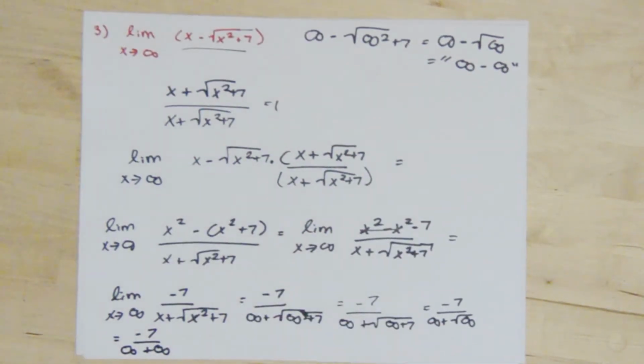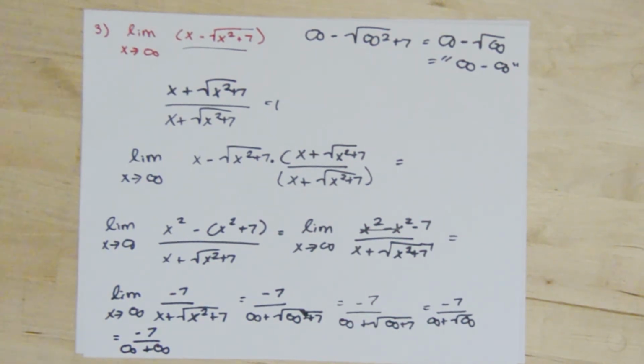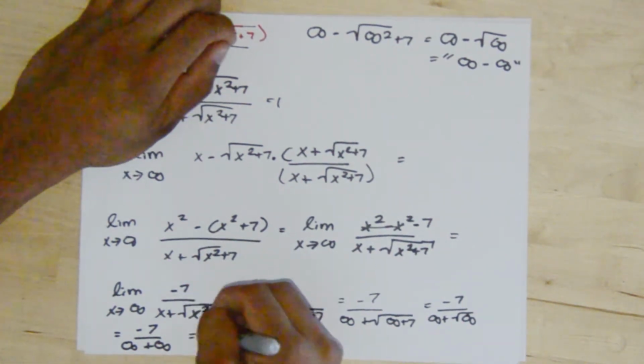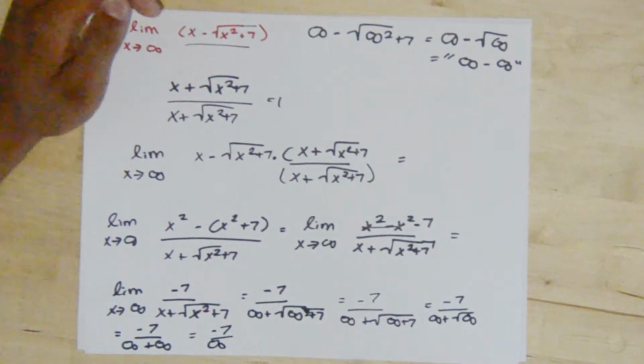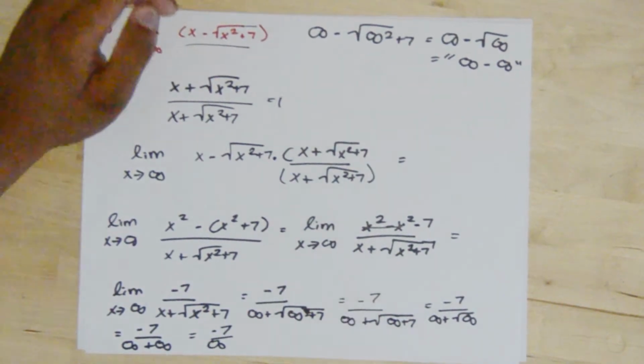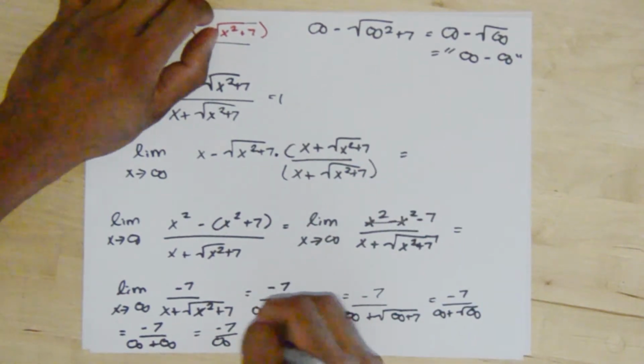And notice how infinity plus infinity is not infinity minus infinity. Since it's two positive infinities being added together, the denominator equals positive infinity. So this equals negative 7 over infinity. And we know that any constant over infinity is 0. So at the end, the answer becomes 0.